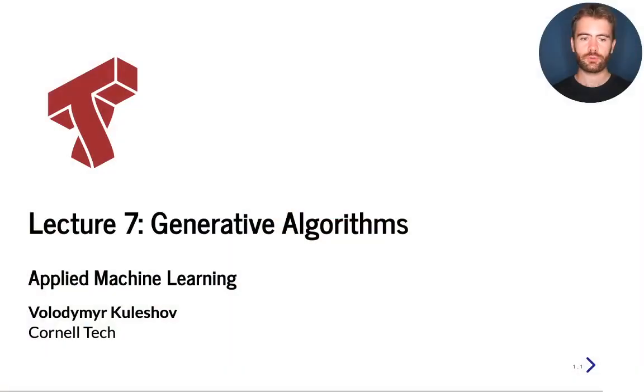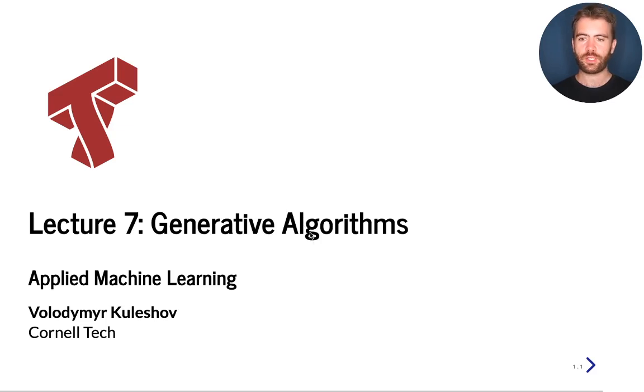Welcome back to Lecture 7 of Applied Machine Learning. In this lecture, we're going to look at a new topic called generative algorithms. In the previous few lectures, we looked at different kinds of supervised algorithms, and in particular, in the last lecture, we started to look at classification algorithms. In this lecture, we will introduce the general approach to defining machine learning algorithms that is called the generative approach.